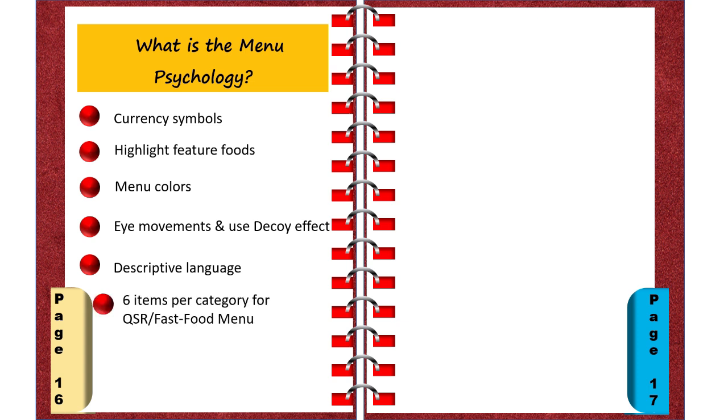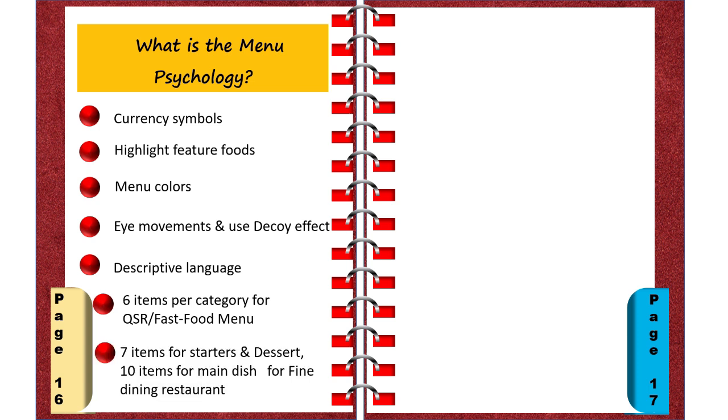There is a thumb rule. Normally 6 items per category of the menu, especially in QSR, quick service restaurant, or fast food menu items. Each category should have at least 6 items. That is for the QSR and fast food restaurant, and 7 items for starters and desserts, and 10 items for main dishes in a fine dining restaurant. This is a thumb rule we can follow.